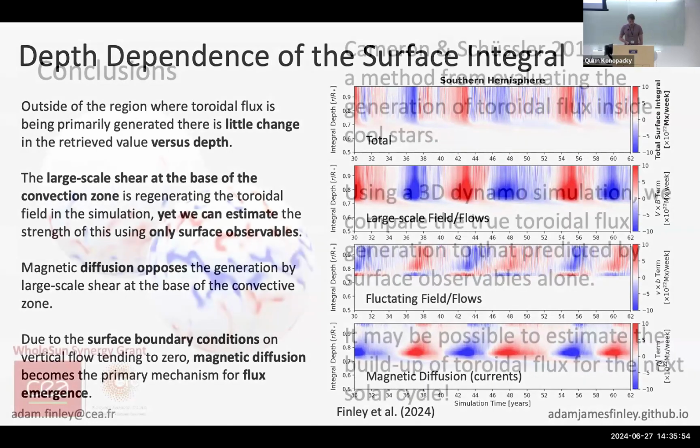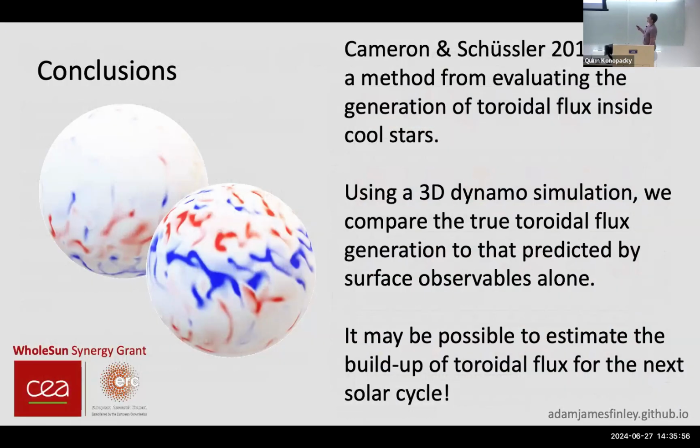Okay, and so to summarize, we basically tested this method from Cameron and collaborators, and we found that it's actually doing a very good job at estimating the generation of toroidal field at the base of the convection zone. And all you need to account for is the fact that you're also losing toroidal field through the surface boundary due to active region emergence. Okay, that's it.